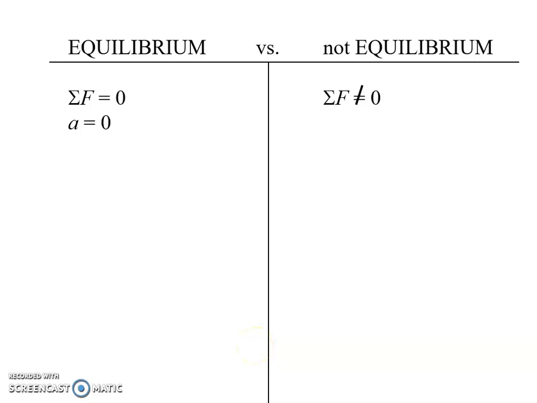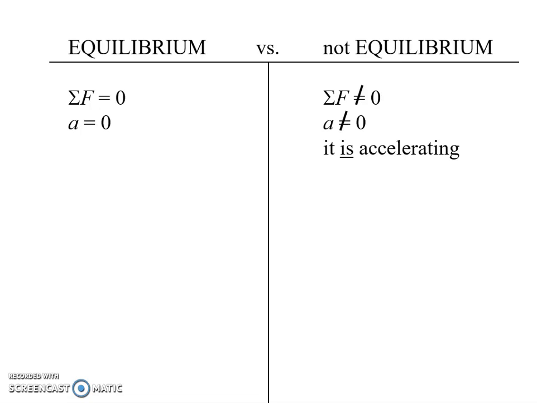Well, that means that in equilibrium, the acceleration equals zero, right? Sigma F equals ma. If sigma F equals zero, the acceleration equals zero. So I bet you can guess on the not equilibrium side, what is that telling you about acceleration? Right, it's just not zero. So what does that mean? Well, in words, we could say that means it is accelerating. Some students like the words better than the symbols, right? If the acceleration is not zero, that means it is accelerating.